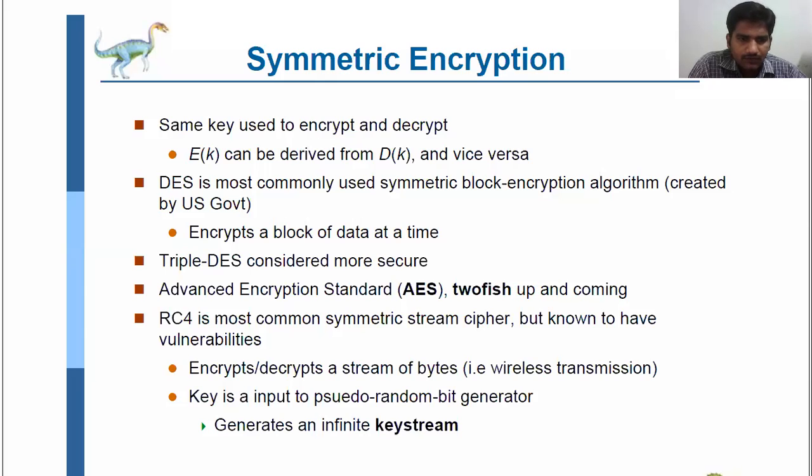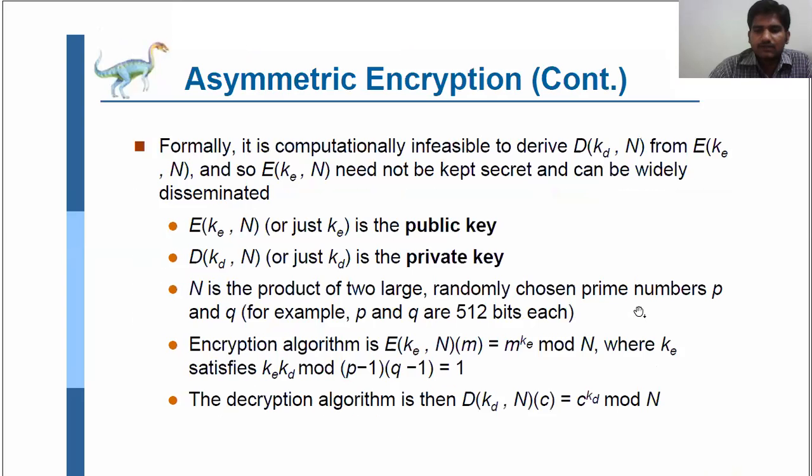Then RC4 is the most common stream cipher, but it is known to have vulnerabilities. It encrypts and decrypts streams of bytes, and it is used in wireless transmission. The key is an input to a pseudorandom bit generator, which generates an infinite key stream.